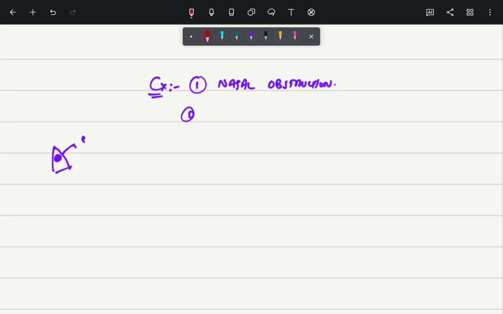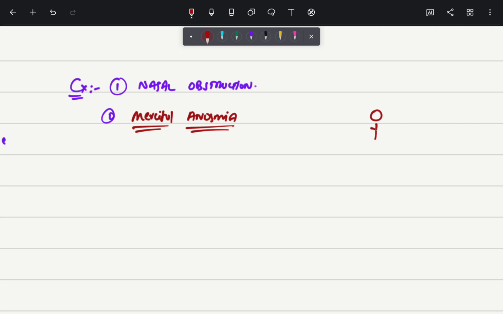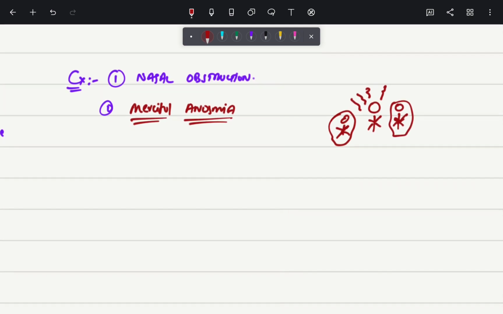What is the second thing which is very important? It is called merciful anosmia. Now what is meant by this merciful anosmia? I already told you that the patient has nasal obstruction, or there are a lot of crusts, due to which a bad smell is coming from the patient. The neighbors can smell him, and they don't want to make friendship with him. But unfortunately, due to the nasal obstruction the patient is having, due to the formation of crust, he cannot smell himself.